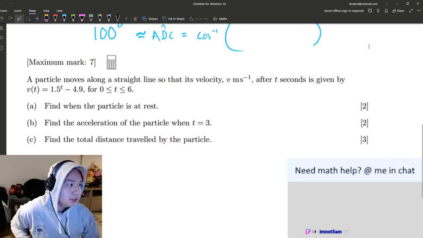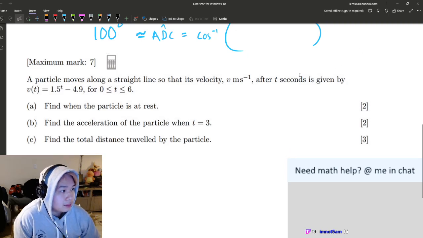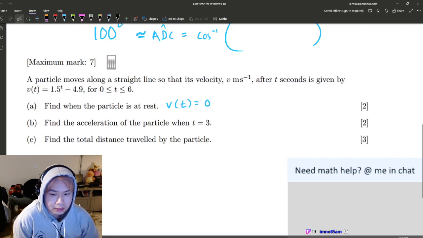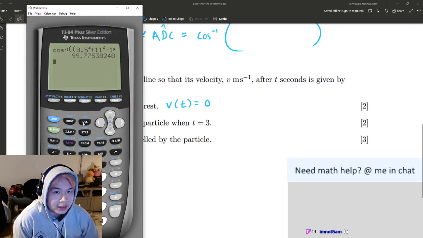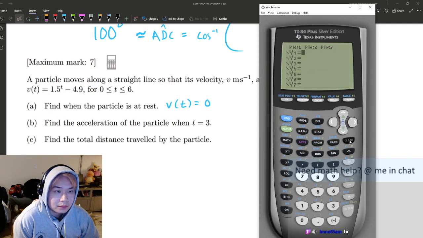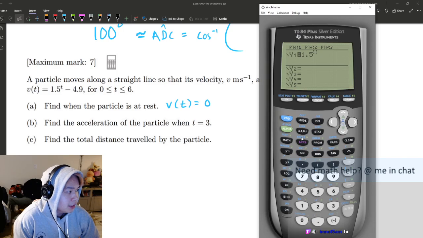Okay, question number 2. We have the velocity function of a particle. Find out when the particle is at rest. So again, we need to find out when the velocity is 0, and we can do that using a graphing calculator. Just plug in your function and then find out where you have your zeros, literally.